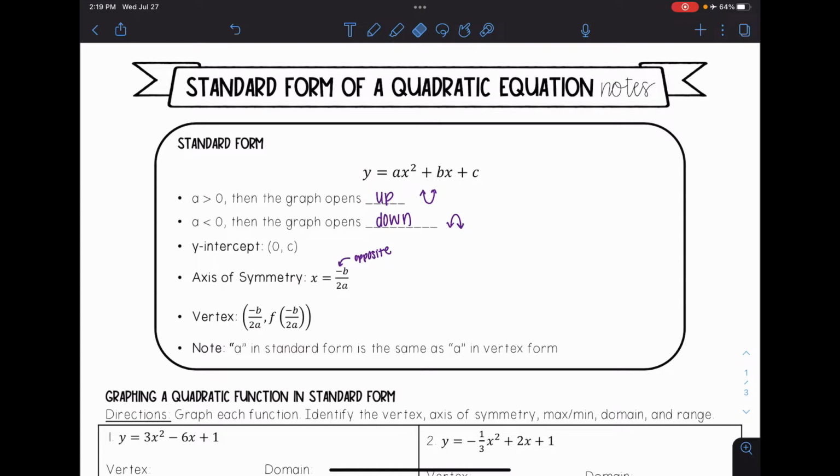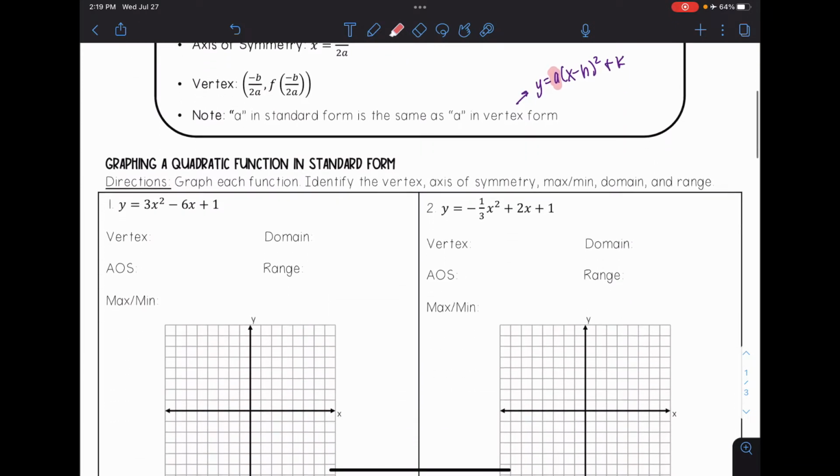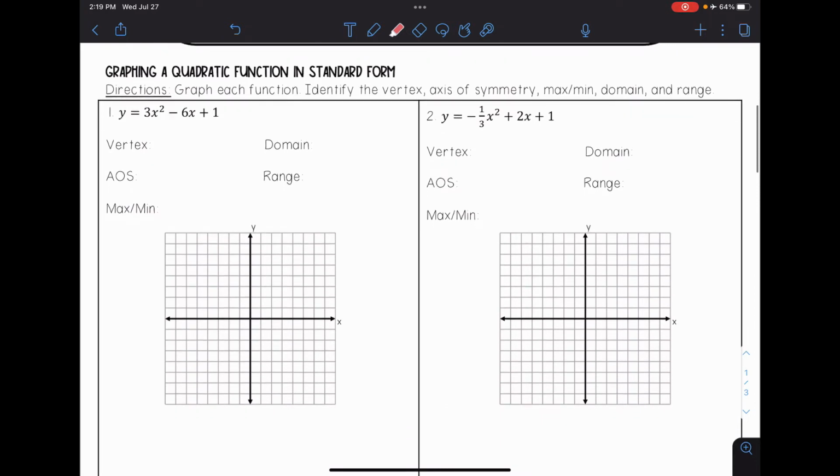And something to note here is that our a in standard form is the same as a in vertex form. So in vertex form, we had y equals a times (x minus h) squared plus k. This a value that we see here is going to be the exact same a value that we see in our standard form. So let's go ahead and practice graphing these.